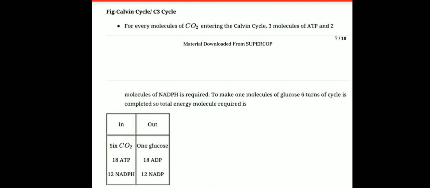So students, the overall Calvin cycle was given by Melvin Calvin. It is called the C3 cycle because the first primary product is phosphoglyceric acid, which is a 3-carbon compound. So it is called the C3 cycle. And in the C3 cycle, carboxylation, reduction and regeneration are the three stages.